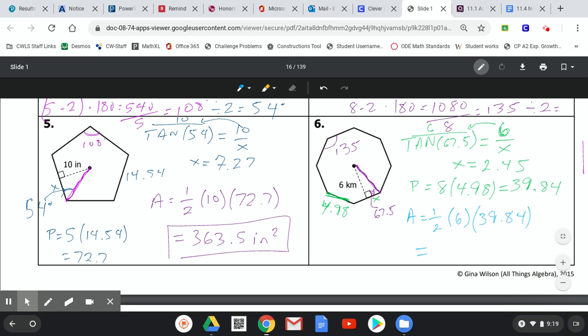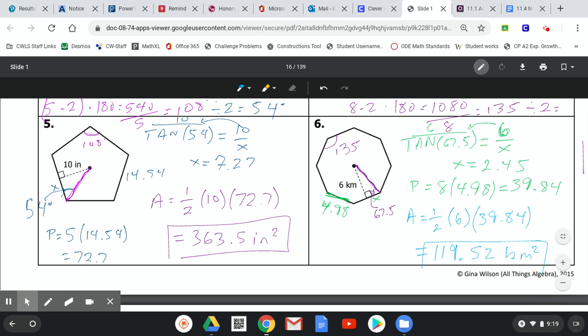All right. And 119.52 kilometers squared. That is our final answer. We're done. Alrighty, so there's a whole bunch of work there.